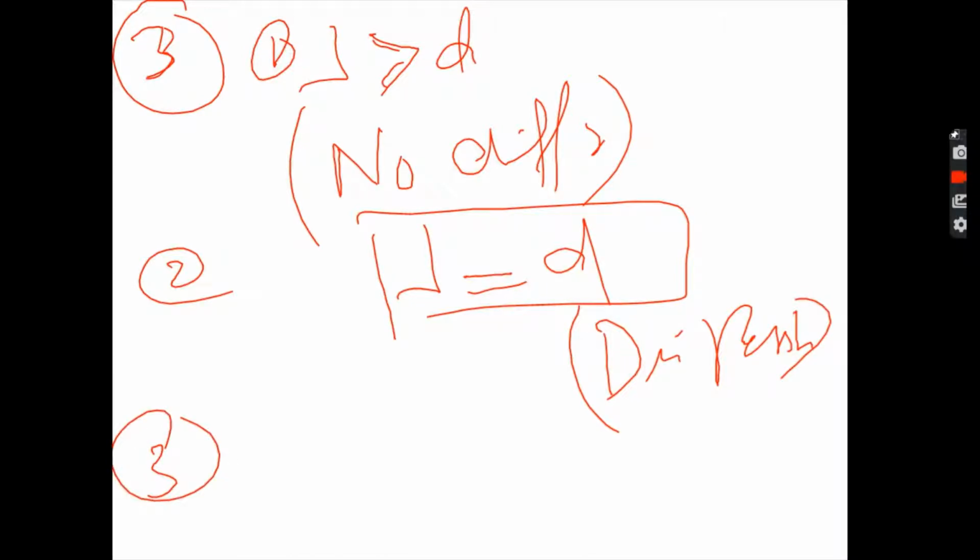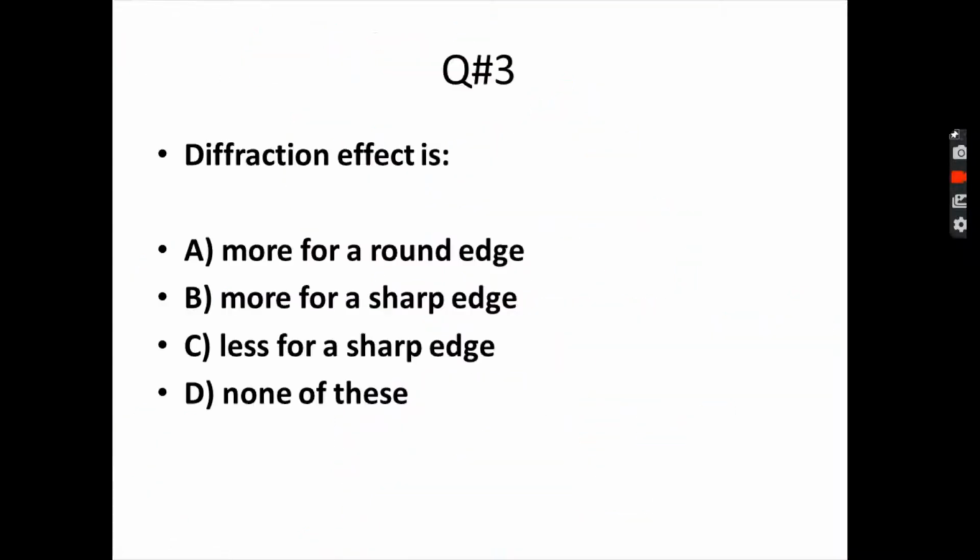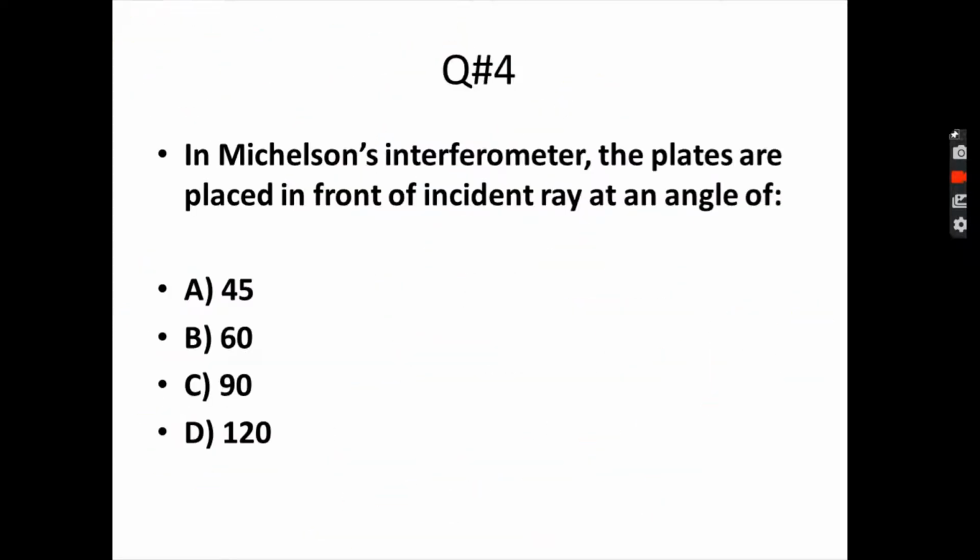The third condition is when wavelength of light is less than D. This is the ideal condition for the diffraction to occur. Got it? So the right option is more for a sharp edge. Diffraction is more for a sharp edge. Moving on to the next question.